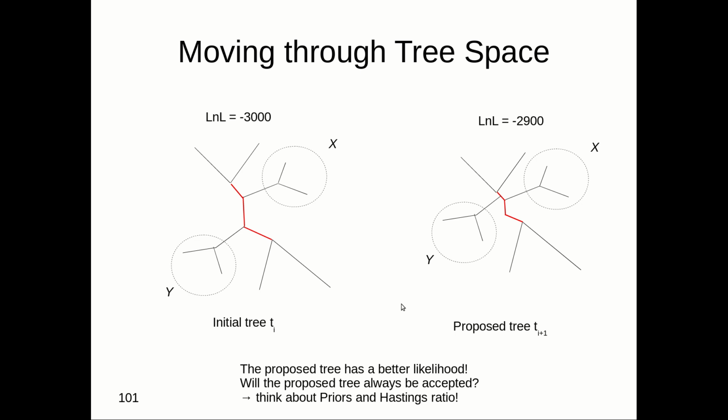The point I want to make here is that the fact that the likelihood improves does not always necessarily mean that the tree will automatically be accepted, because we also have the prior ratios in our equation and the Hastings ratios.